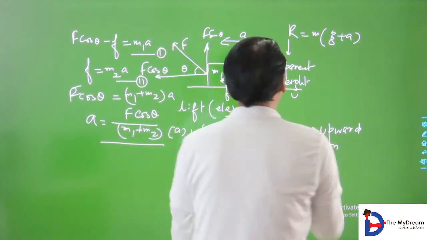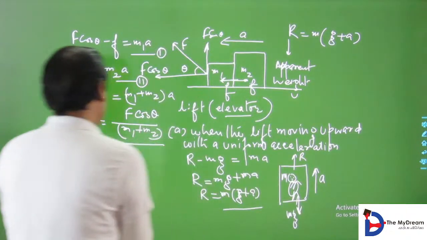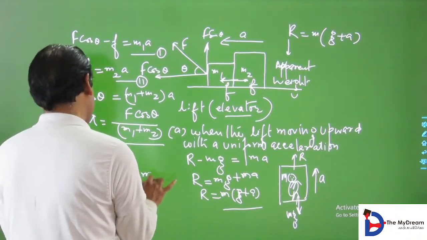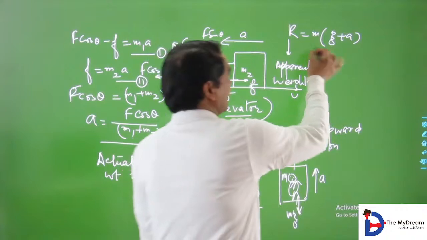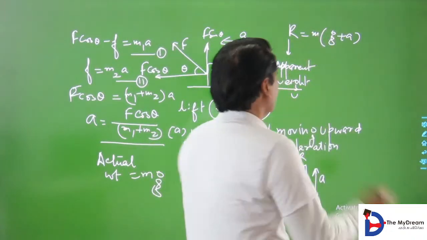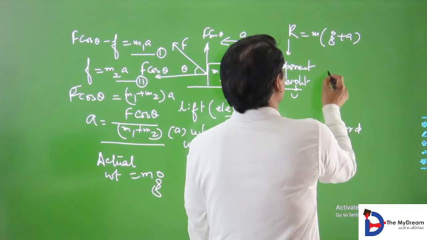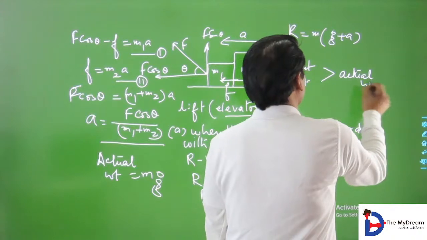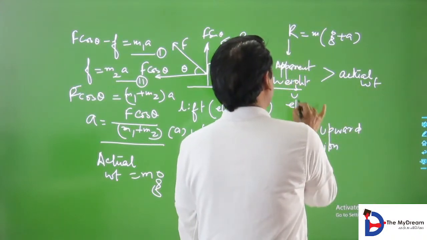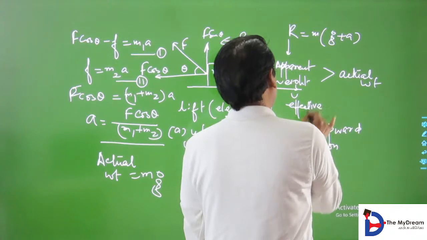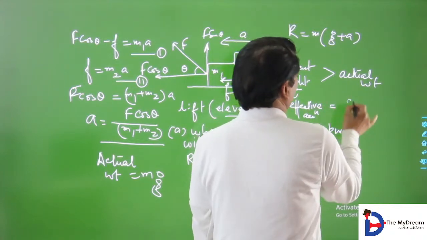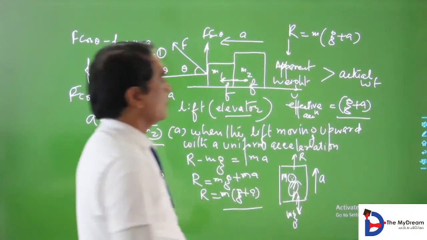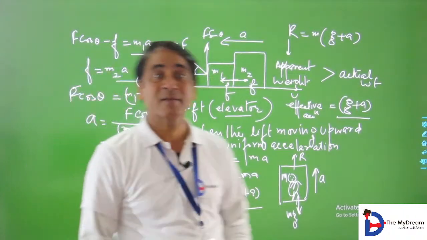The apparent weight. What did we find out? The actual weight of the person is mg. But you see here it is m into (g plus a), so the apparent weight is greater than the actual weight, and the effective acceleration will become g plus a.